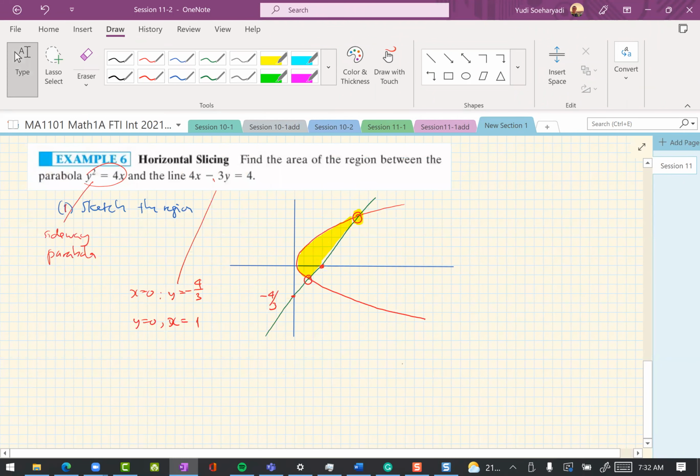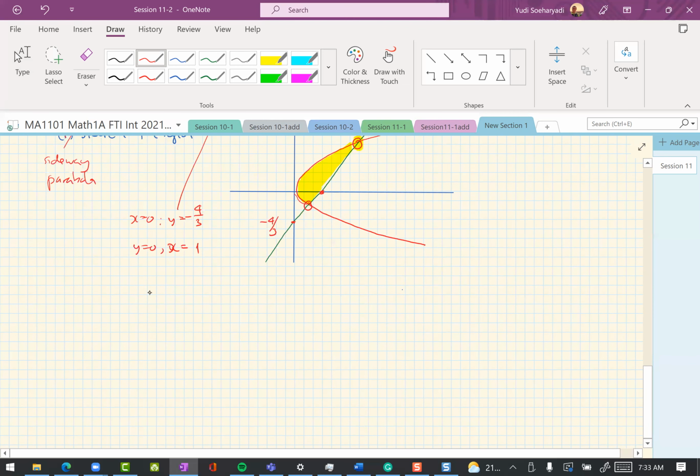Okay, but if we proceed with upper minus lower, then we would have a little bit of a problem here, because when you think of upper and lower, this is always the upper one. But for the lower one, there are two lower ones, because the first one is this part, still part of the parabola, and then the second lower one is this one here. So let me just make a quick sketch.